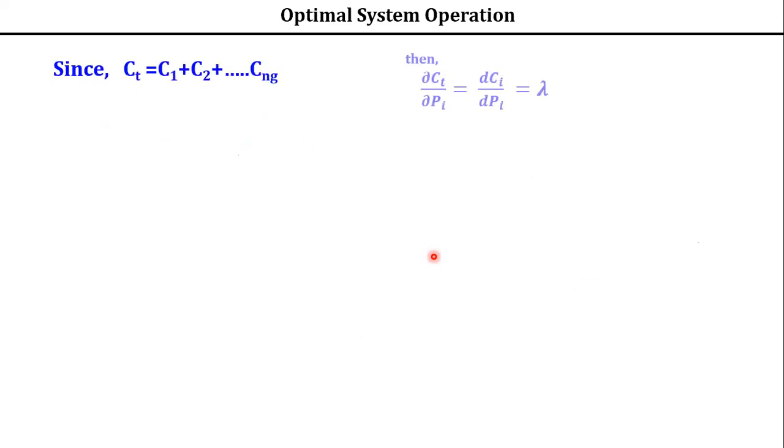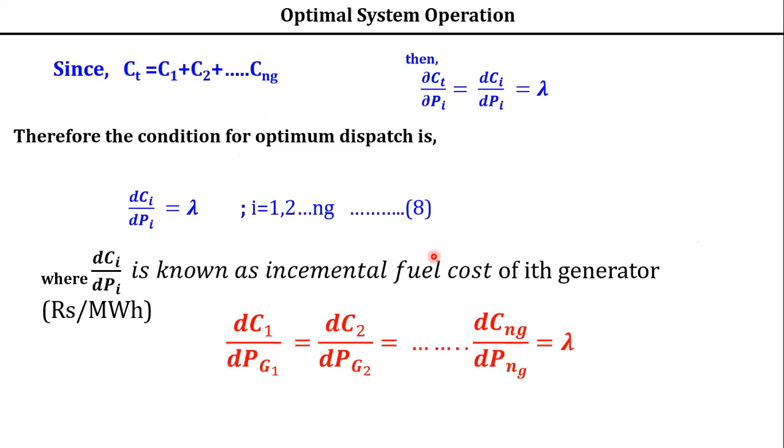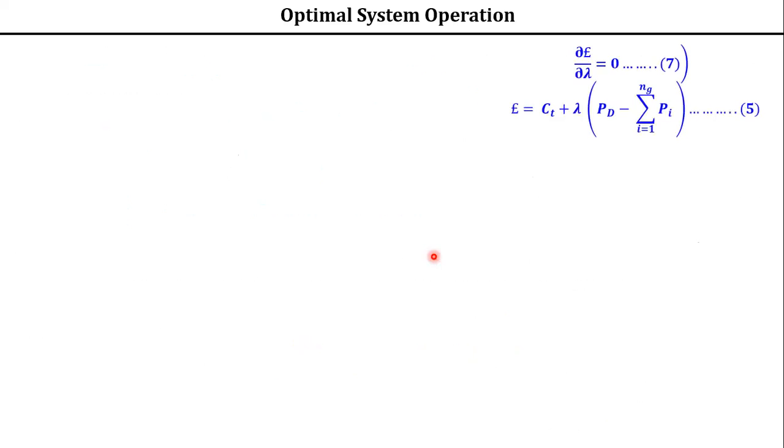Now let us solve one numerical problem based on this case one, that means neglecting transmission losses and generator limits. So let us obtain the optimal dispatch using this condition. Okay, again for your reference. Before moving on to the numerical, let us take the second condition.